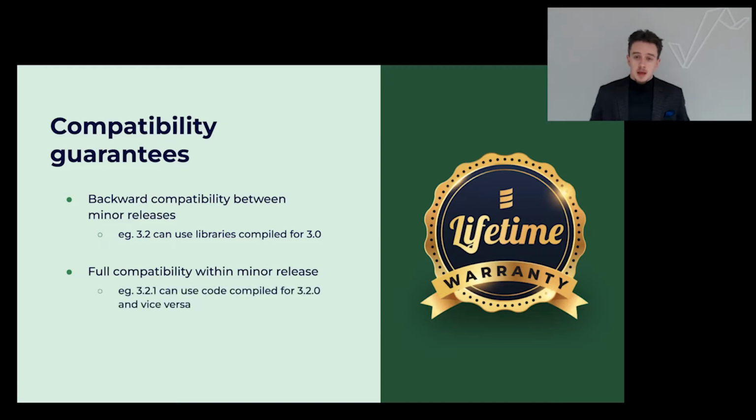Moreover, we offer full backward and forward compatibility within the minor releases. So, if you are using Scala 3.0, you can use as dependencies modules compiled with 3.1. Those versions are mutually interchangeable. And so we know that you no longer need to wait for your dependencies to be up to date with the new release of the compiler.